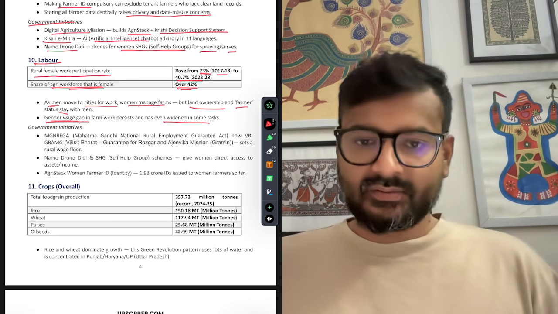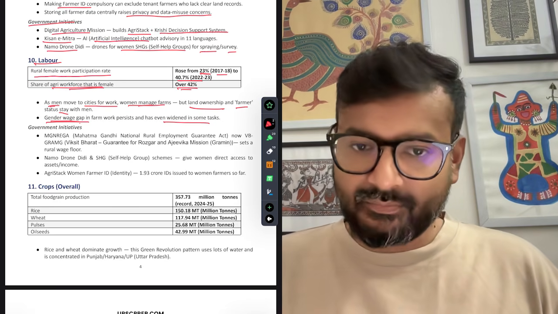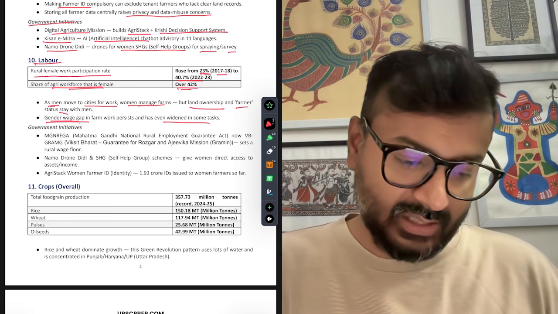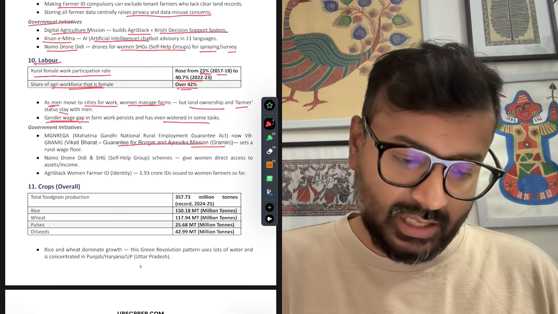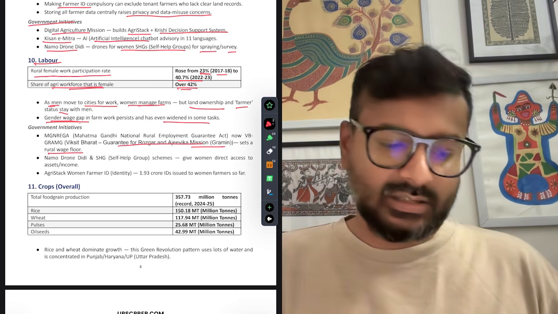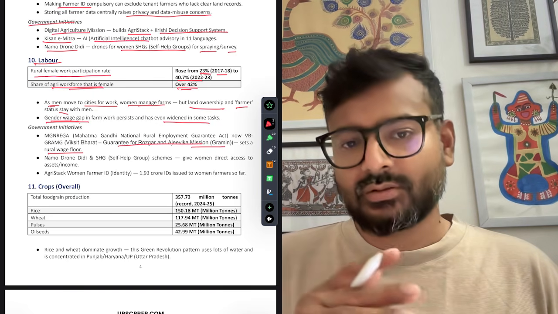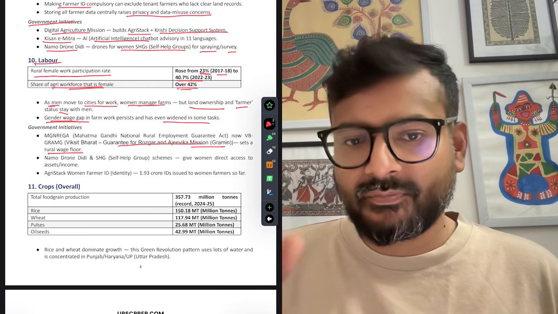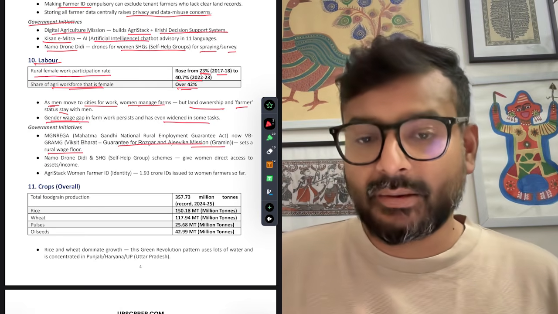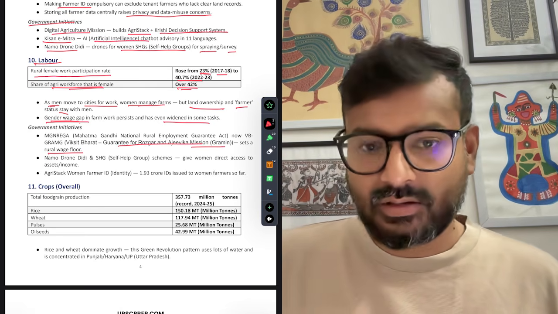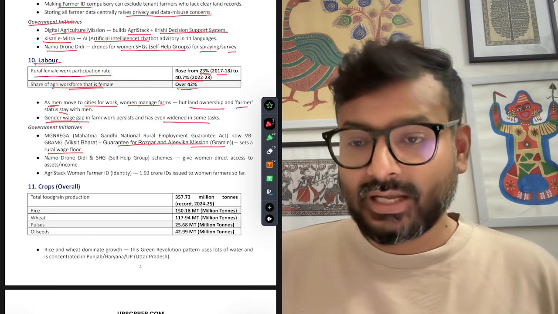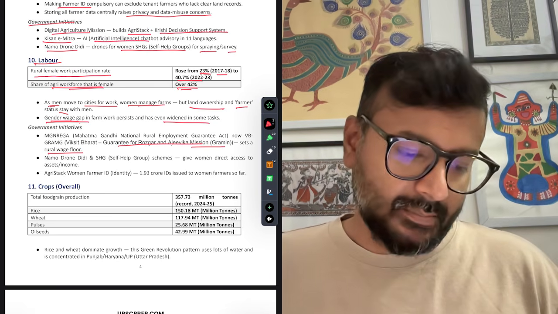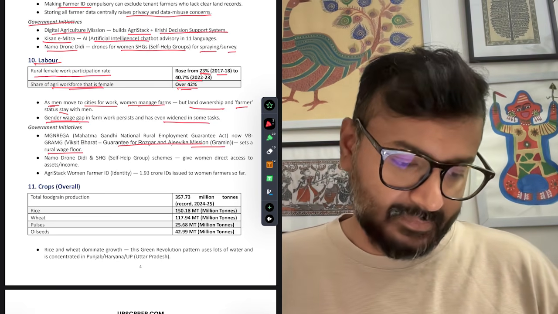What are some government initiatives here? One is the employment guarantee program that the government runs. Earlier it was Manrega, now it is Viksit Bharat Guarantee for Rojgar and Ajivika Mission. It sets a rural wage floor, so at least it ensures that farm work pays a minimum amount. You cannot go below that, because if farm labor starts paying below that, then the laborers will have the option to go to Manrega or now VBG Ramji.